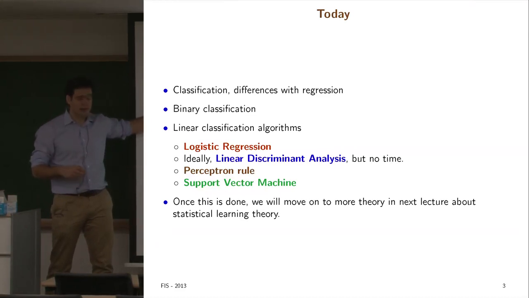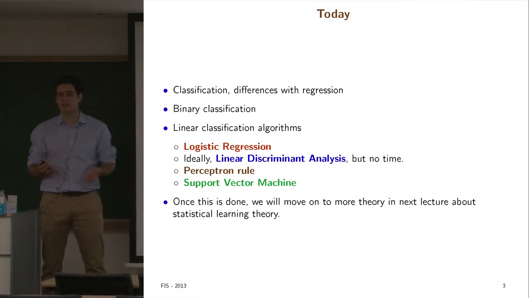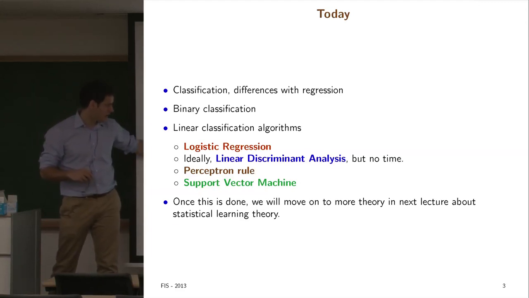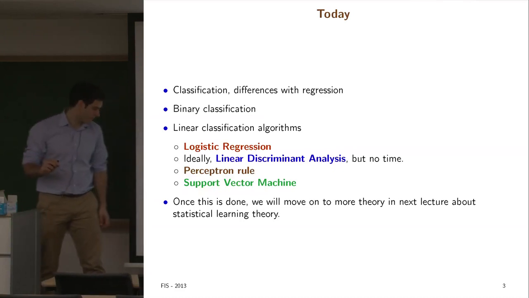So we will talk about classification in general. We will spend more time on binary classification, I will explain this. And then we will talk about some algorithms which are somehow the natural counterpart of least squares regression, and those include logistic regression. Actually, I should update this slide because we will have time to talk about linear discriminant analysis. I will mention it, the perceptron rule, and a bit of support vector machine, but very briefly.